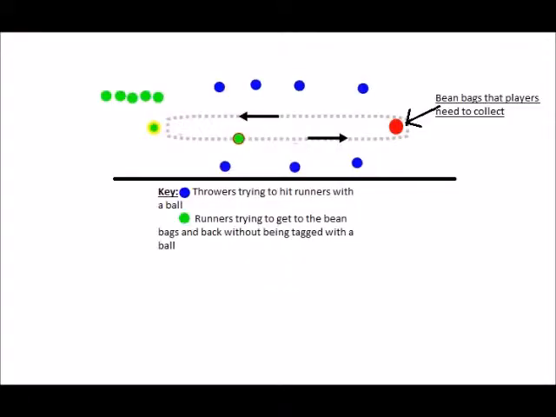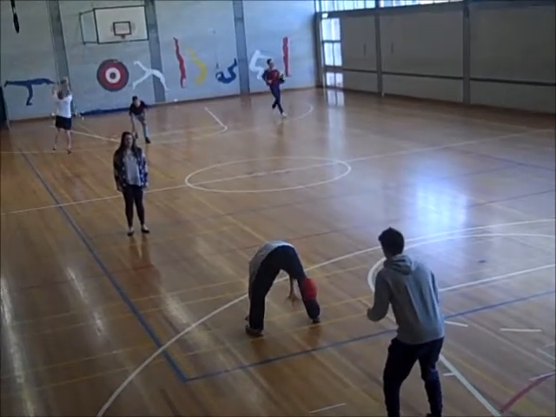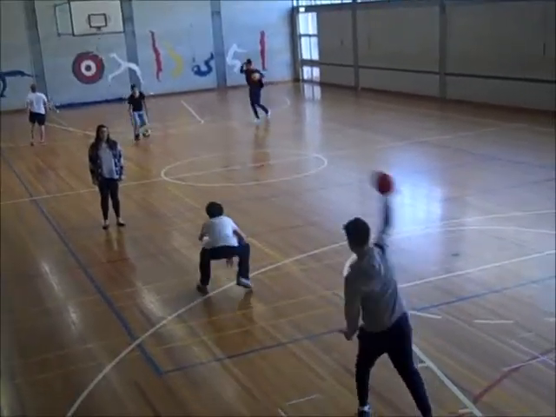As a teacher, stages 3 and 4 of the taxonomy will be able to be utilised in a classroom setting by playing a game called Run the Gauntlet. The thrower receives the ball from a hike and pretends to throw the ball from a stationary position to a stationary target. Notice that the hike has been incorporated to the skill and that the thrower is in a good side-on position, with their front arm high and a good follow-through.